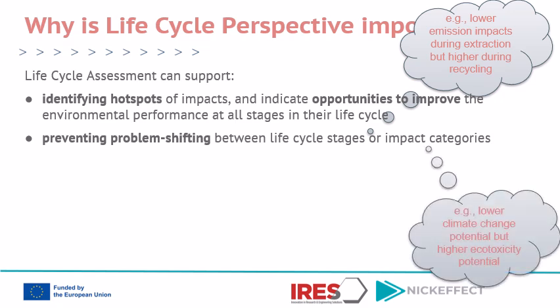Another example of problem shifting could be, again hypothetically, if we replace one metal with the other, maybe the new metal has lower climate change potential, so that is nice, but maybe it has higher potential in another impact category. So there, again, we are shifting the problem to a different impact category, and this is something that we can really catch when we perform life cycle assessment, taking the full life cycle and all the impact categories of an LCA into account.